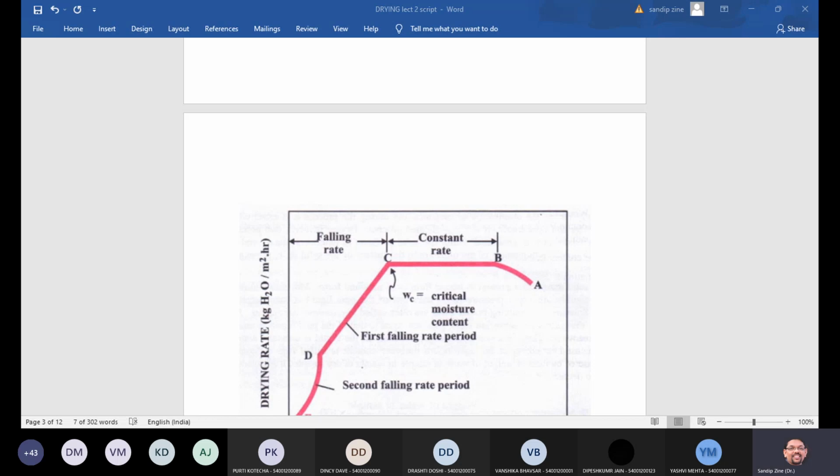Then write the difference between drying and evaporation. Or what are desorption and sorption? This is also one of the important questions. Then how equilibrium moisture content is determined, or what is the importance of equilibrium moisture content data. Then how to measure the rate of drying, or how to measure the loss on drying.